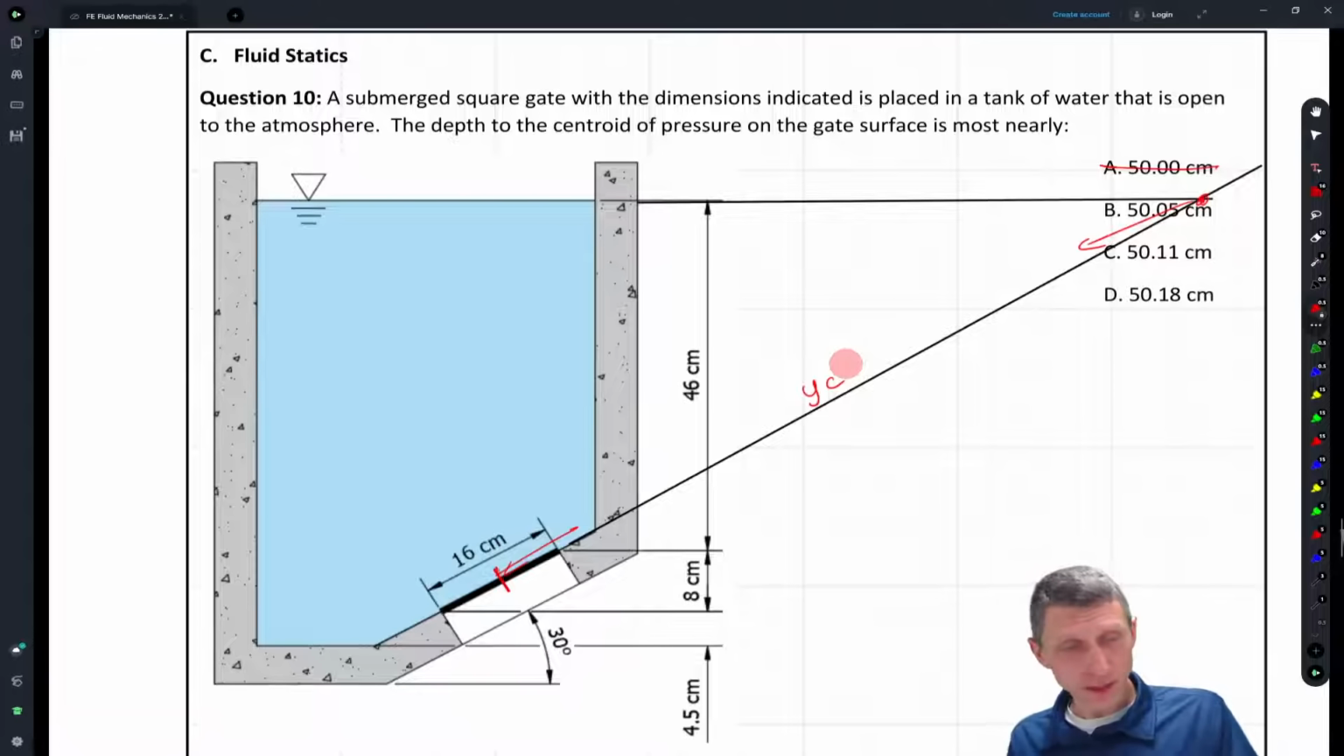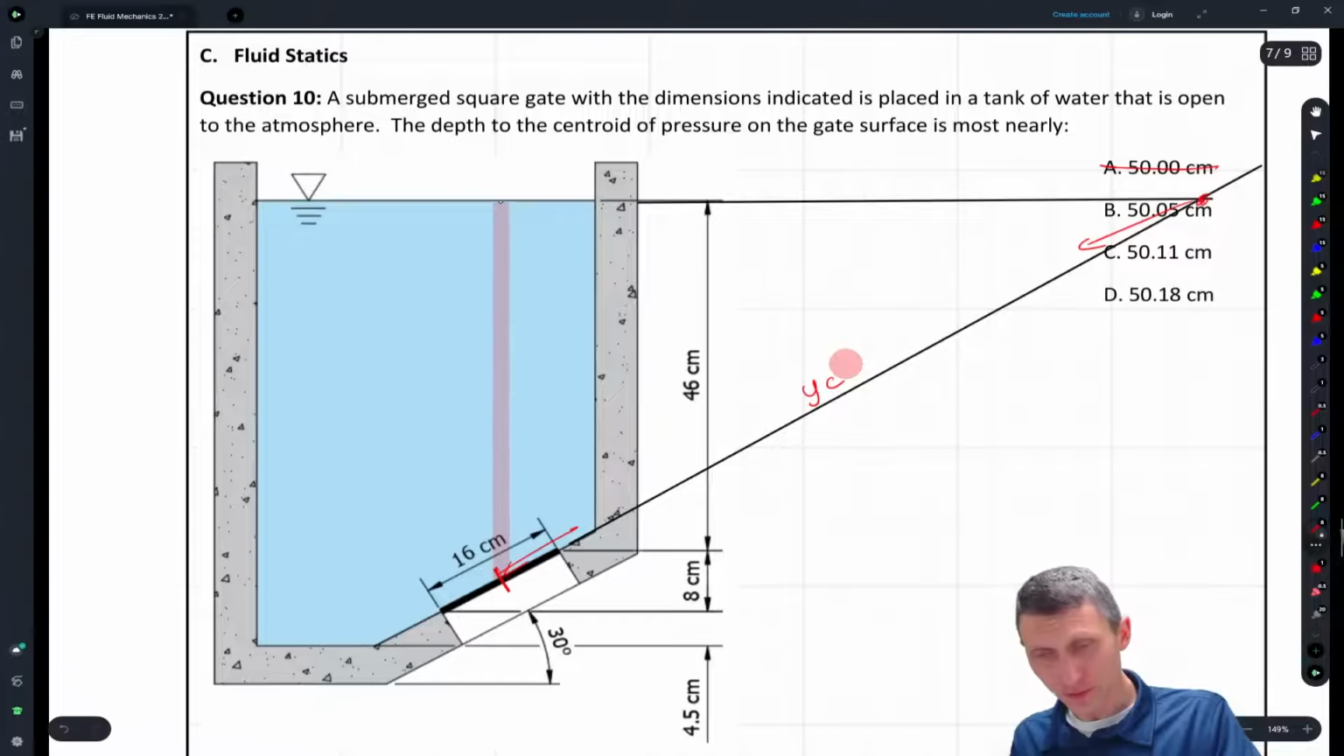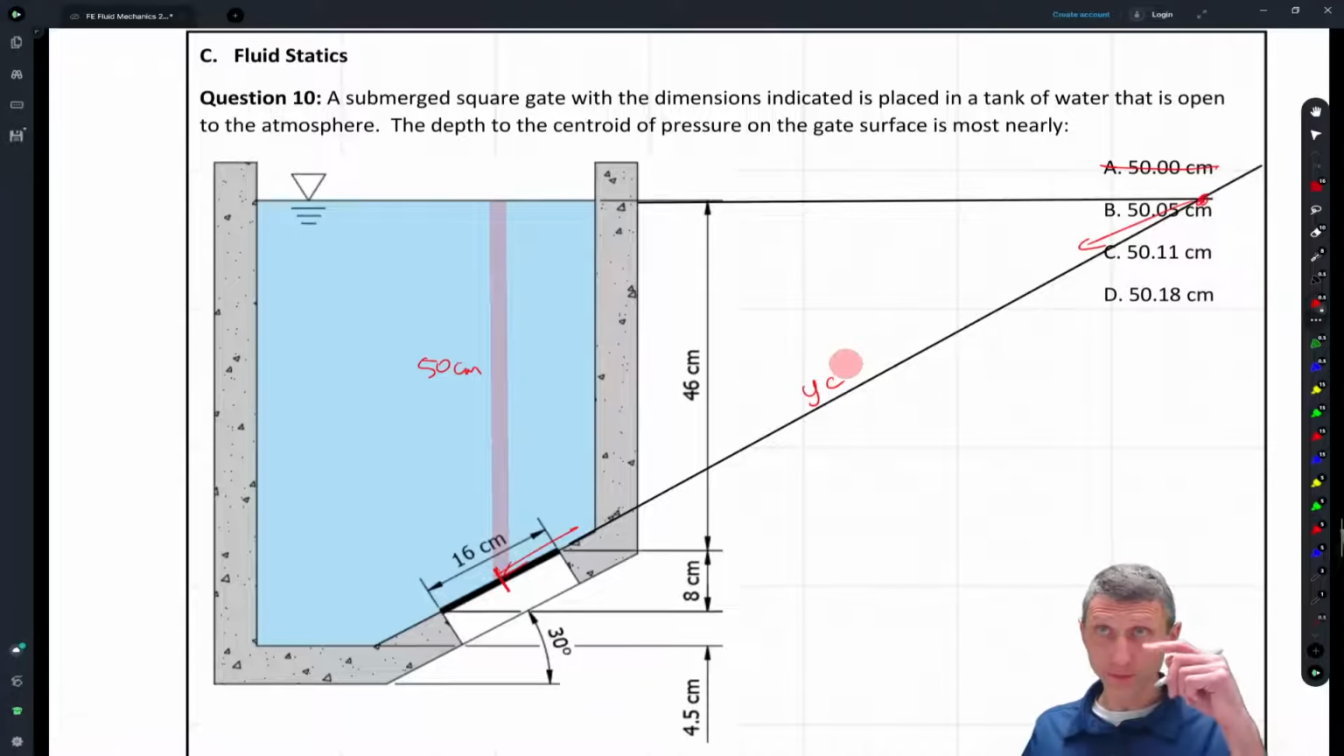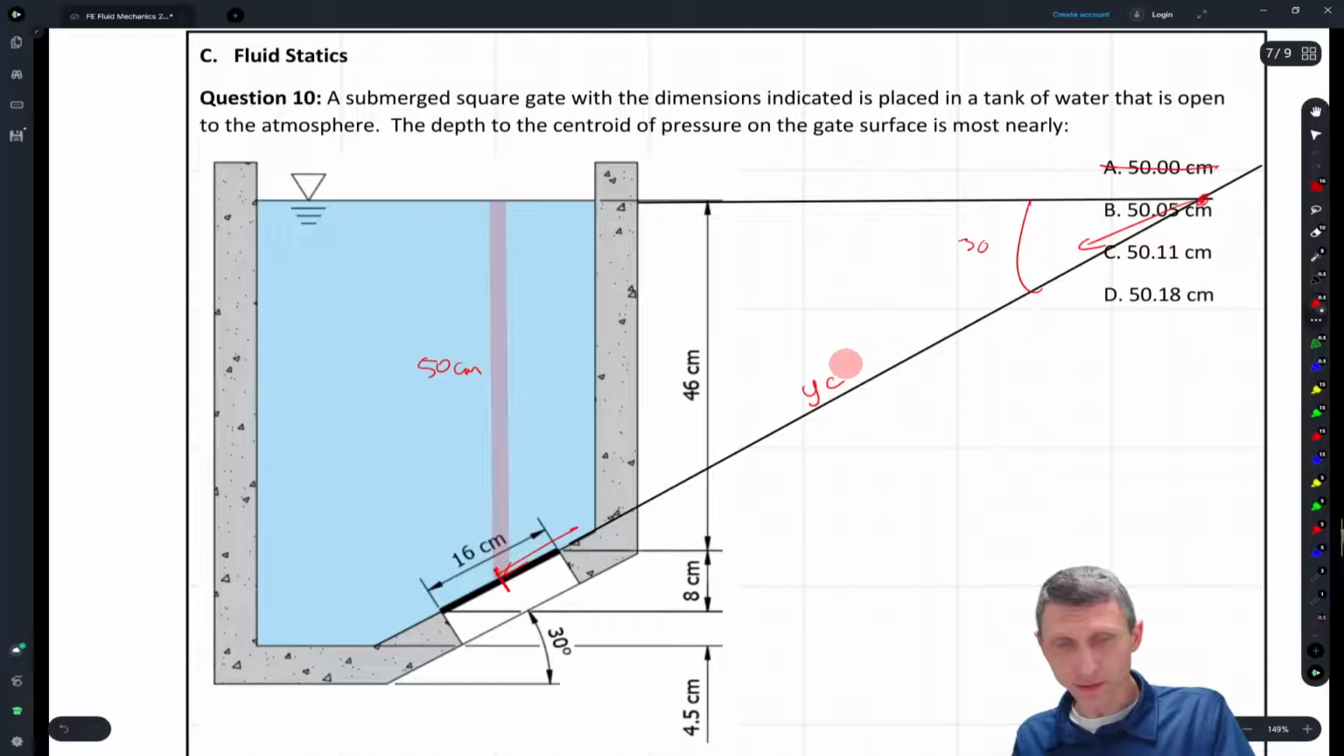This is where it helps to understand these relationships, because we already said that we have a distance of 50 centimeters to the center of the plate vertically, and we know that this angle is 30 degrees. So we can say, YC equals what? Let me try to redeem myself with my sine and cosine now. Sine of 30 degrees equals the opposite over the hypotenuse. Good, I did it right.